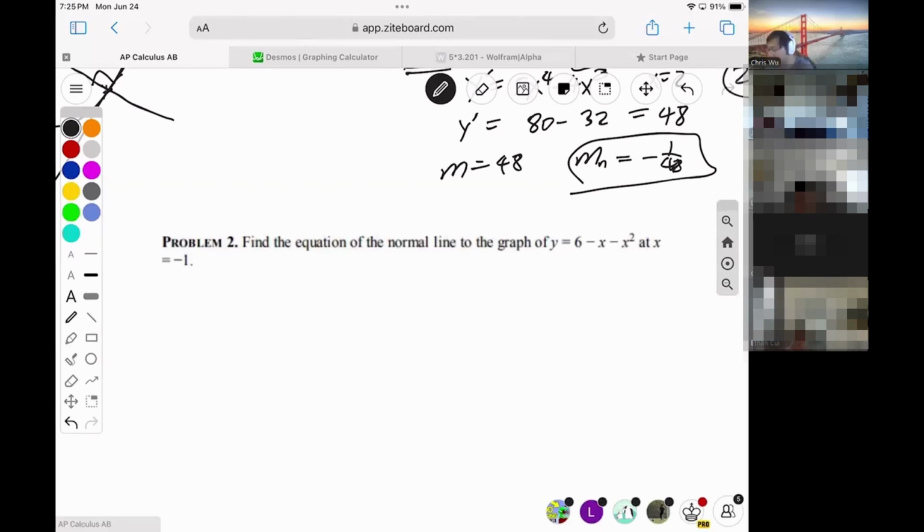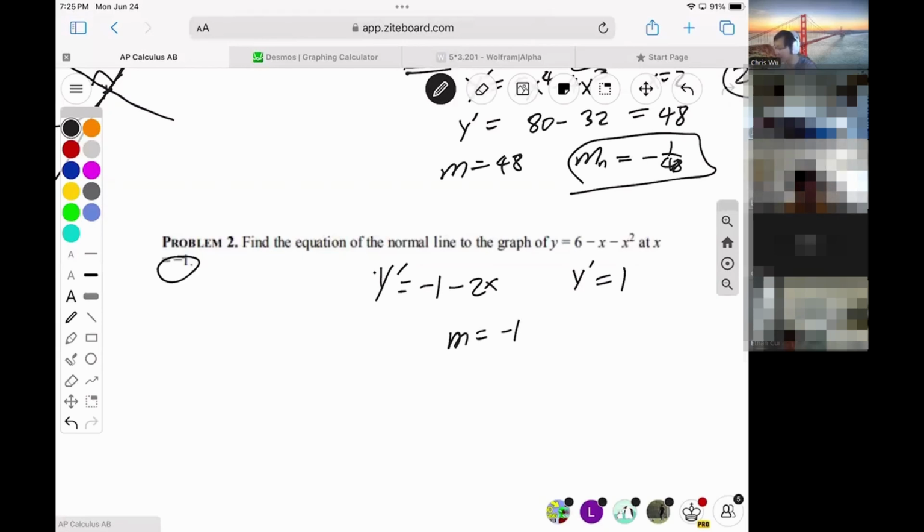Good job. Most people got it right. So it is a 6. Sorry, y prime is equal to negative 1 minus 2x. Okay, negative 1. We're going to get x equals 1. So now y prime is equal to negative 1. So the m that we want is negative 1, right?